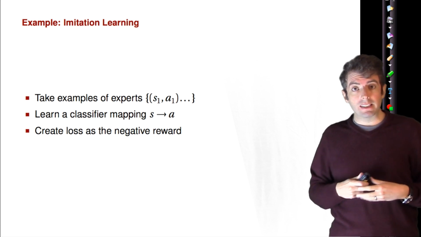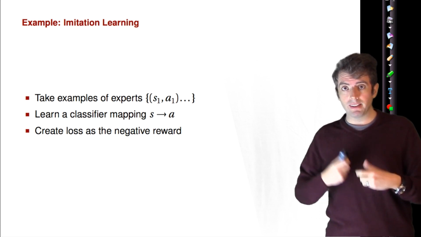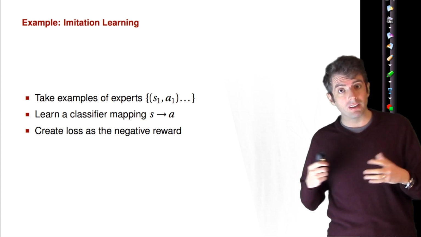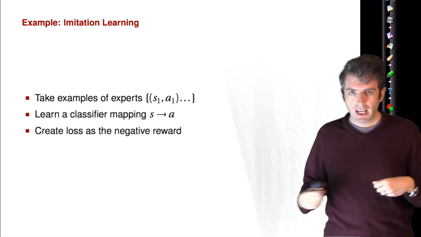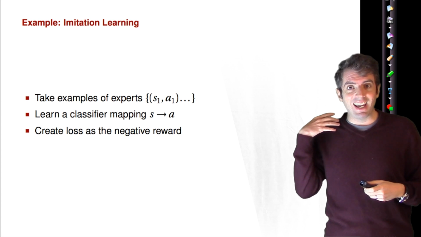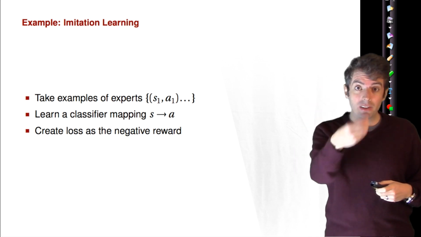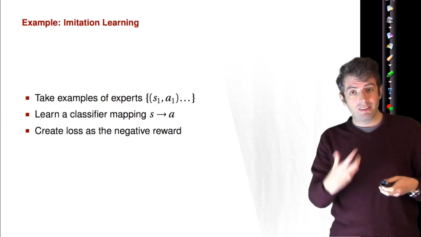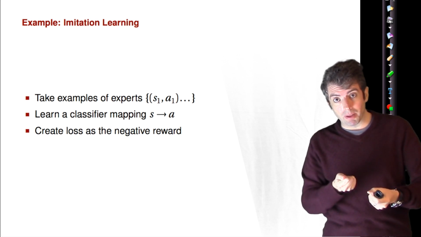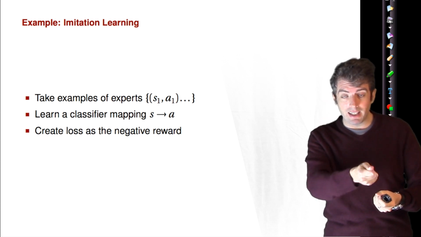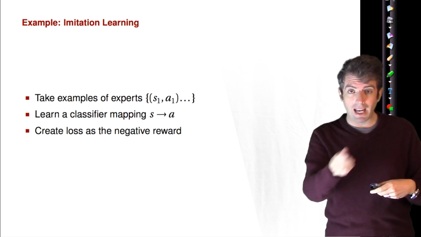One successful example of explicitly learning policies is called imitation learning or apprenticeship learning. And so here you have examples from some expert. And these examples are a clue about what your agent should do. And so now you can basically learn this as a classification problem that given a state that looks like this, you should do action A.